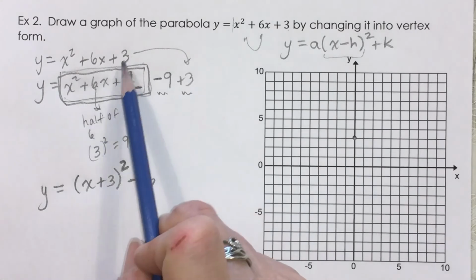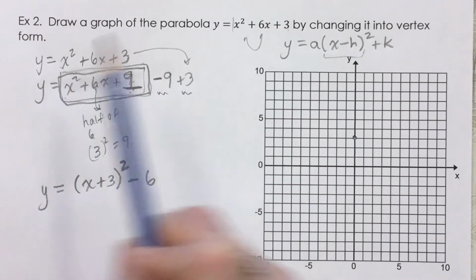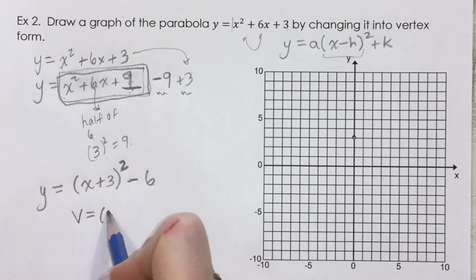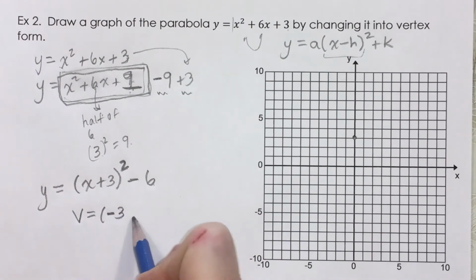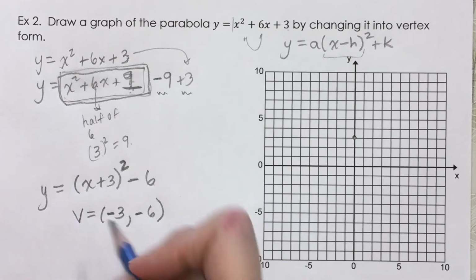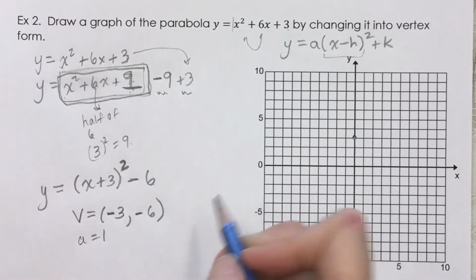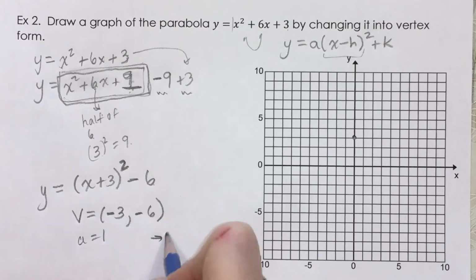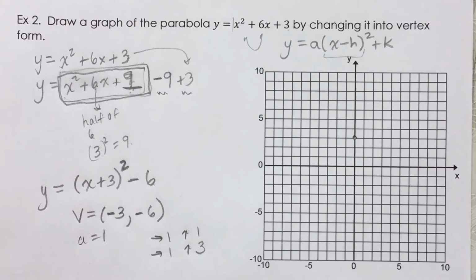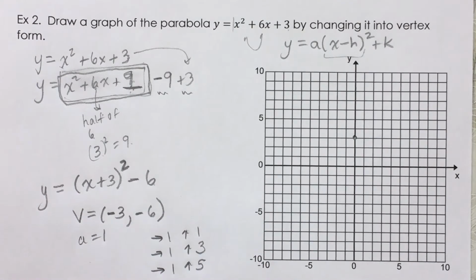So now I've changed it from standard form, where I just knew the y-intercept and I knew it opened upward, to vertex form, where I now know the vertex is negative 3, negative 6. And I know the step number, the number out front, is a 1, which means I'm going to go over 1, up 1, over 1, up 3, over 1, up 5, and then 7 and 9 if it fits.